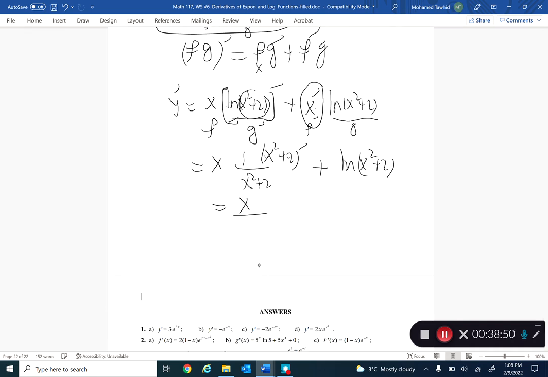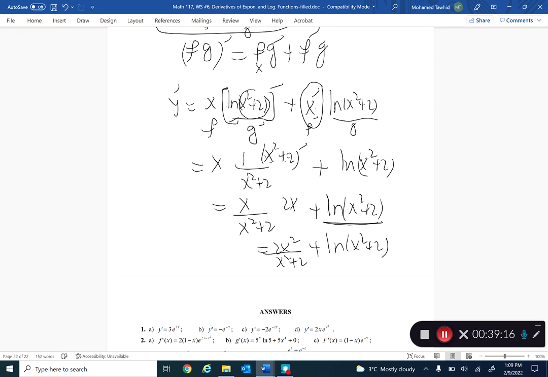What is the derivative of x squared? 2x. What is the derivative of plus 2? 0. And then you have ln (x squared plus 2) as one term. The other term is 2x multiplied by x. If you want to simplify, you get 2x squared over (x squared plus 2), plus ln (x squared plus 2). Then you are done here.